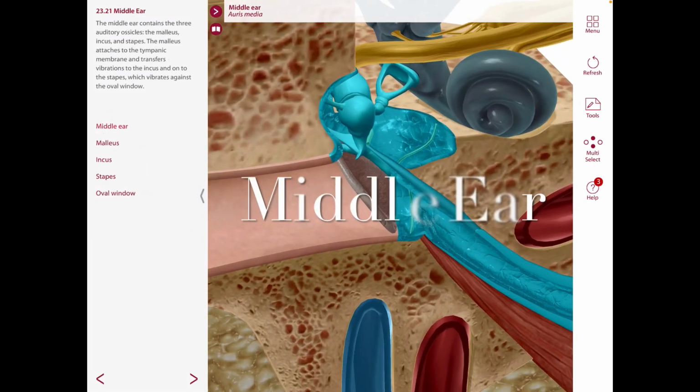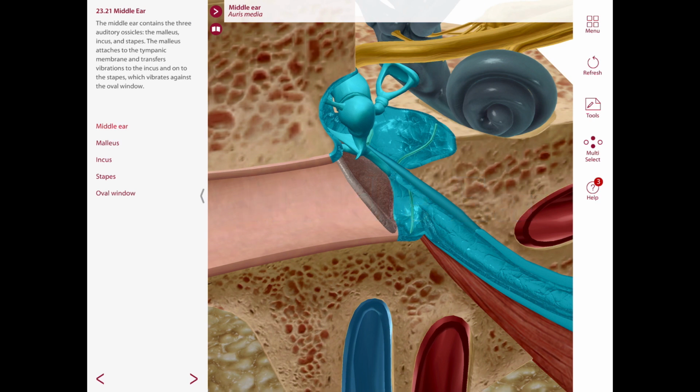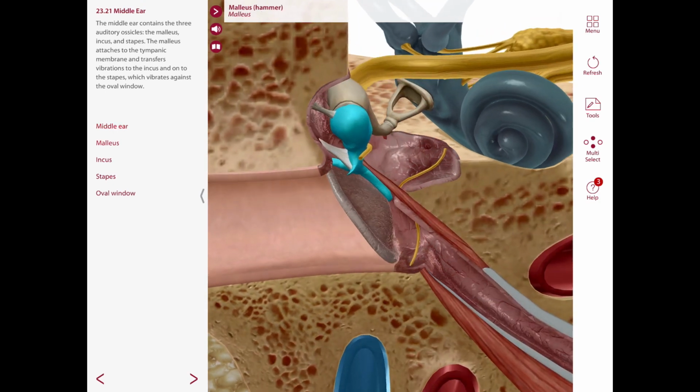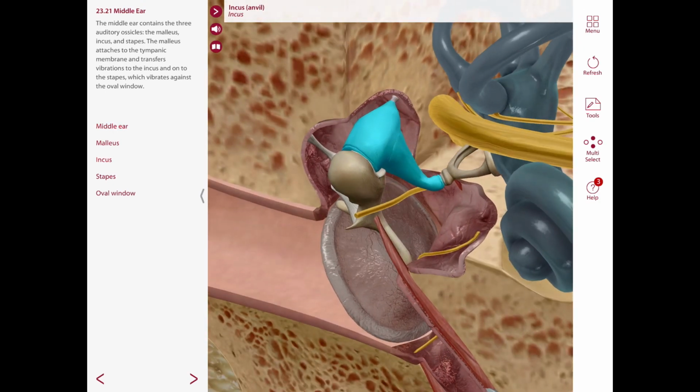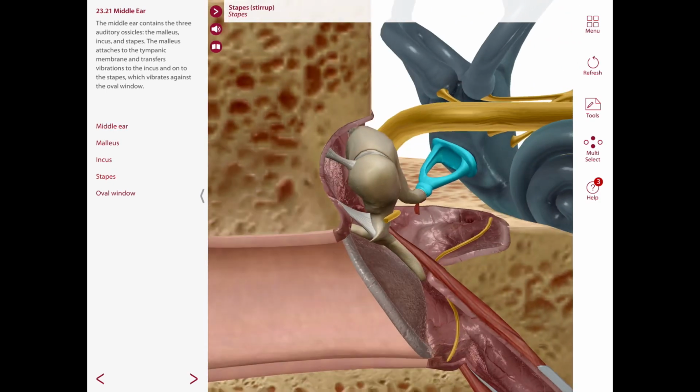The middle ear, it's an air-filled cavity, also known as the tympanic cavity, within the temporal bone that transmits the vibrations from the eardrum into the oval window. And so some of the structures that we're going to find are the auditory ossicles, such as the malleus, incus, and stapes. Right? So these auditory ossicles are 3 small bones that serve to transmit and amplify the vibrations.